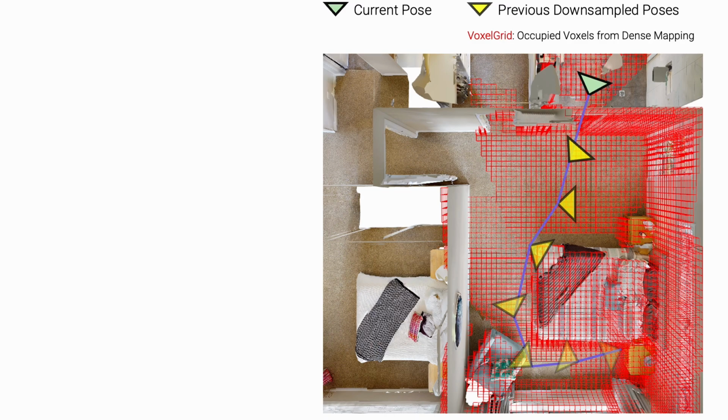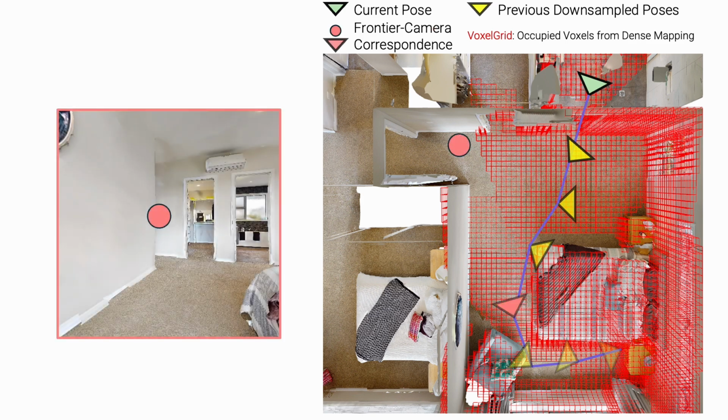For planning, we maintain a sparse graph that includes downsampled historical robot poses and frontier camera visibility correspondences, optionally incorporating a 3D map. To plan a path to the next goal frontier, the robot retrieves its corresponding visibility edge, samples 3D locations along it, and performs path planning toward the first sample that lies within the 3D map. Once it reaches that point, it continues moving toward the frontier.